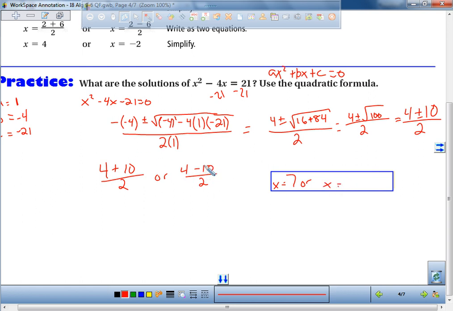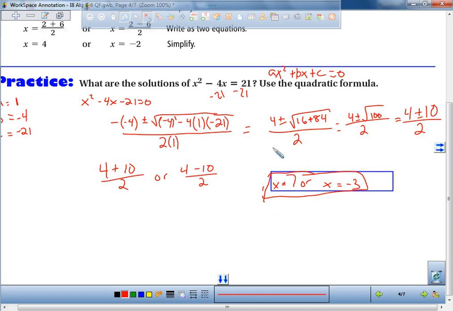4 minus 10 is negative 6. Negative 6 divided by 2 is negative 3. So our two solutions where our quadratic would hit the x-axis would be at positive 7 and negative 3. Okay? So that's how to use the quadratic formula.